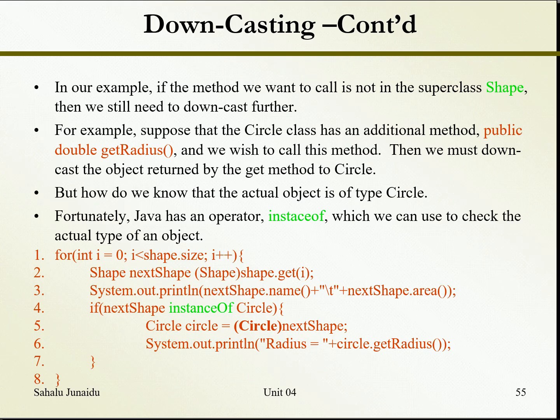If we make use of the next shape that is of type shape and we say get radius, will the radius be available in the shape class? No. We have to also downcast it to what? To circle. So this is why we call the circle here.